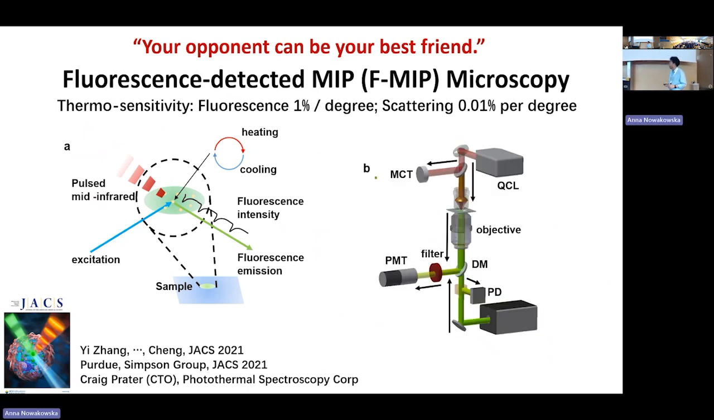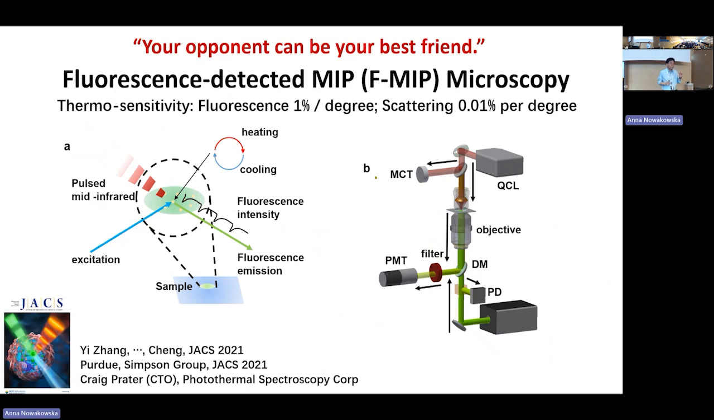So instead of using a photodiode, now you can use a PMT to measure the fluorescence signal. And you can do this in a confocal or wide field manner using a camera-based approach. This was discovered simultaneously by my group and the Simpson group, and photothermal spectroscopy in 2021. And this became a very powerful approach because it couples the strengths of two competing technologies.